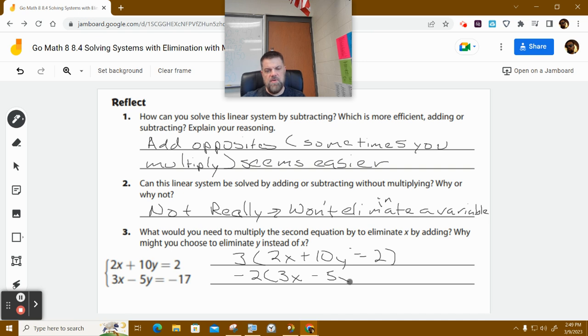And do you guys see why I would do that? What happens? When I would do that, I'd get a positive 6y for the first one and a negative 6x, not y, but 6x for the second one. So I'd have to multiply twice if I eliminate the x. Because of the way the thing is set up, I'd have to multiply twice to get rid of the x. So it's easier to do y.